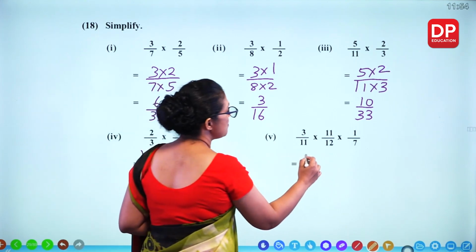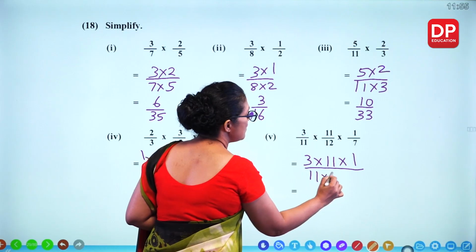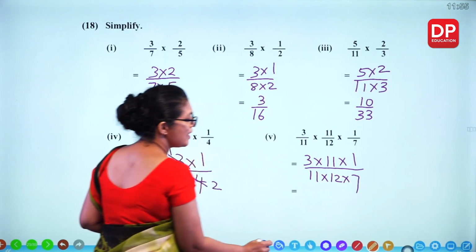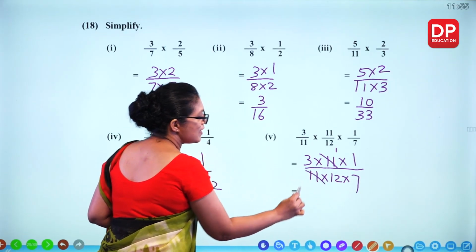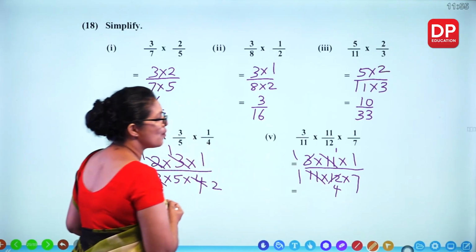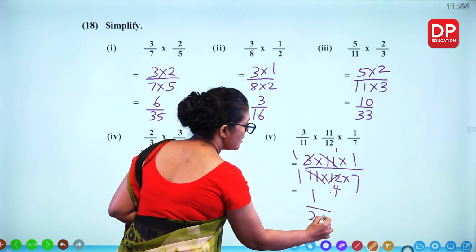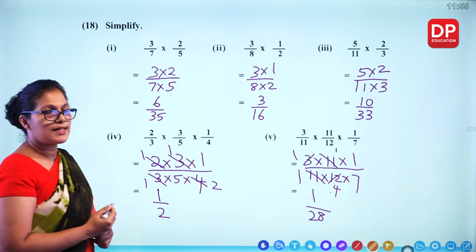This one also multiplication. Just multiply the numerator separately and the denominator separately. 11 and 11 get cancelled out. 3 times 1, 3 times 4. You get 1 in the numerator. 4 times 7, 28.